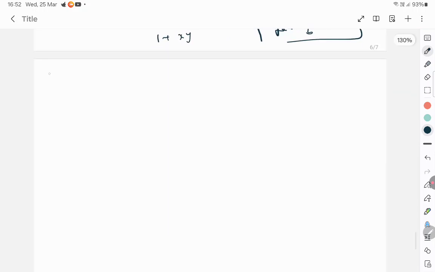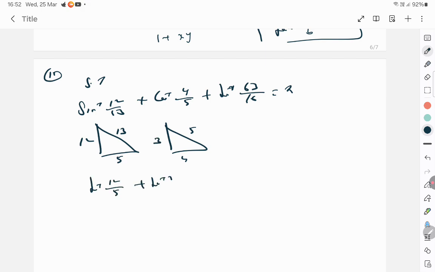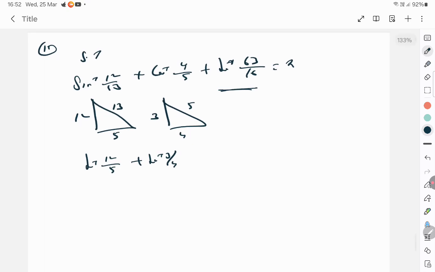So let's go to the 11th example. Example 11, show that sine inverse of 12 by 13 plus cos inverse of 4 by 5 plus tan inverse of 63 by 16 is equal to pi. So draw a triangle. This is opposite 12, hypotenuse 13, this will be 5. And this is adjacent 4, hypotenuse 5, and so this will be 3. It's tan inverse of 12 by 5 plus tan inverse of 3 by 4. Keep this separately, we'll solve it later.